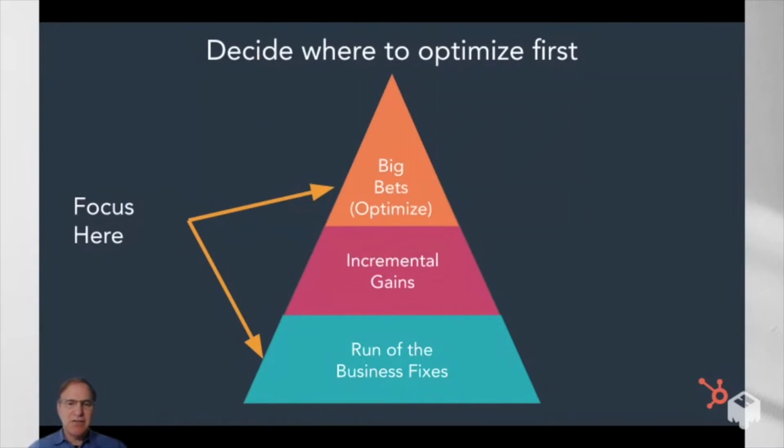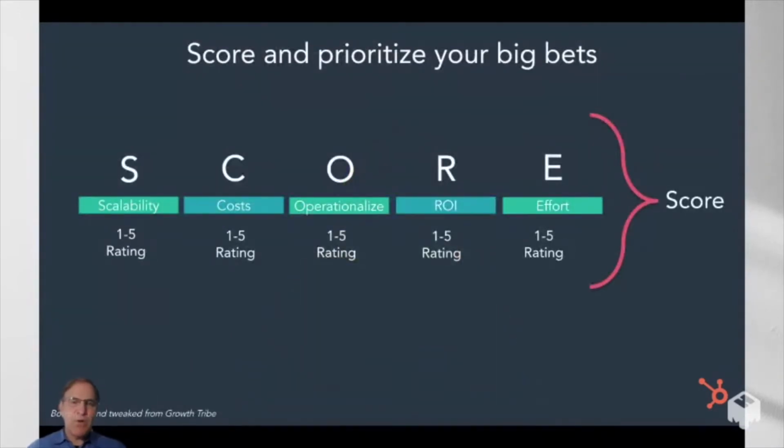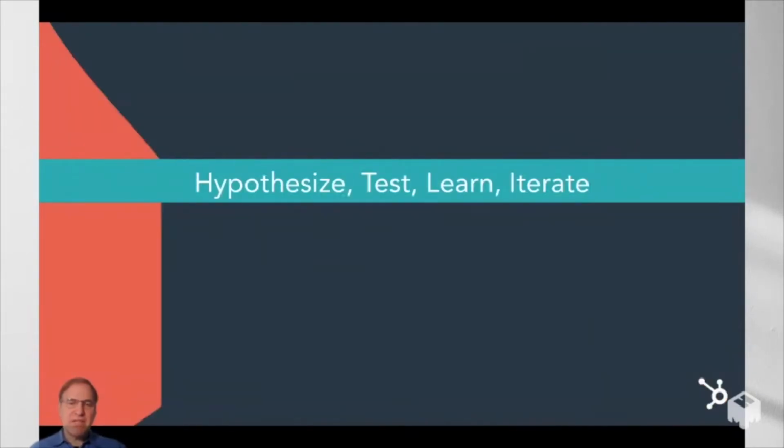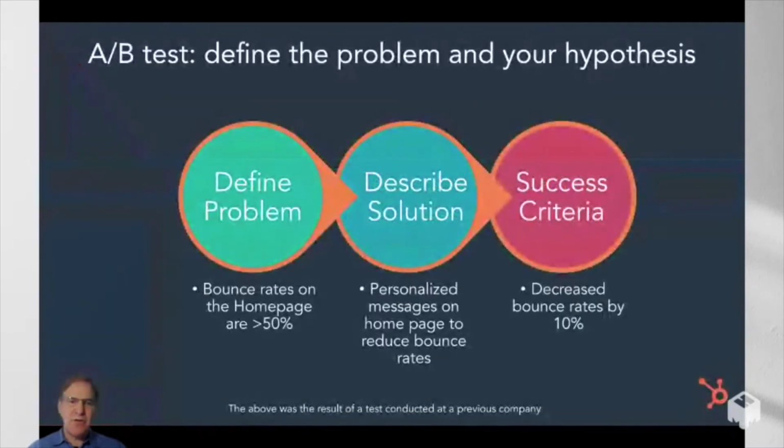I find a lot of times on different community teams, there's many different projects people are working on. So as leaders, we need to figure out what are the critical few that we want to focus on. One way to do that is use the SCORE model to prioritize your big bets, get them listed out, and then determine based on scalability, cost, how easy it is to operationalize, the ROI on it, and the effort required, and that can help you determine which big bets to focus on. Once you do that, then you get into the bread and butter of growth marketing. You start testing, you start figuring out where you should test, you develop a hypothesis, you test, learn, and iterate.